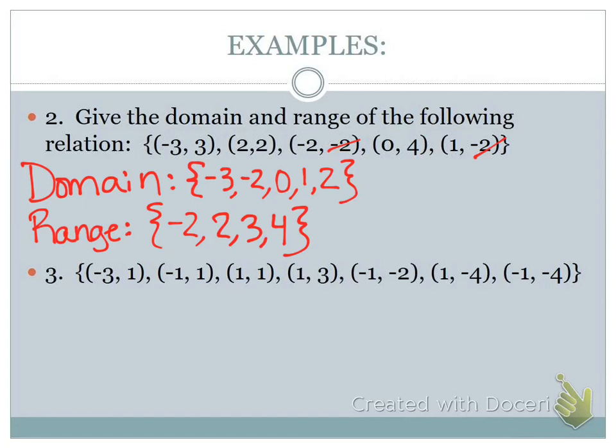So important things to note. We did not necessarily go in the same order that we did with the domain. So these don't match up with each other. We went from least to greatest. We only write each number one time on each list.